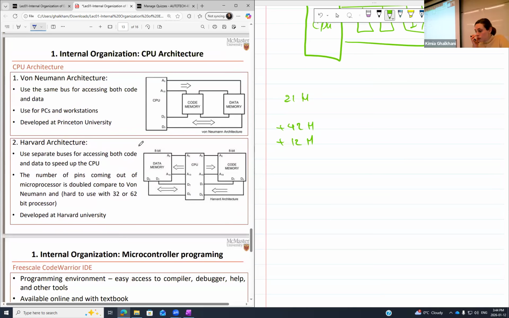Now, let's just look at the CPU architecture. We have two types of structure in here. This is important, and we will probably keep using it every now and then over the semester. These two are the main architectures for the CPU. One of them is by von Neumann, and the other one is the Harvard architecture. I'm going to explain them, and I'm going to define what the difference between them is.